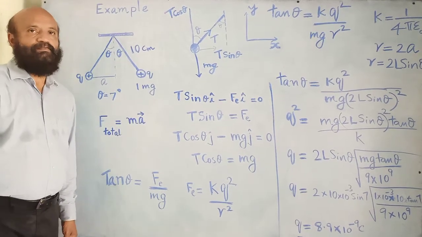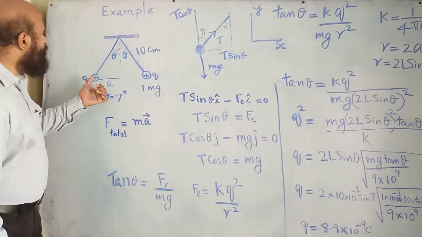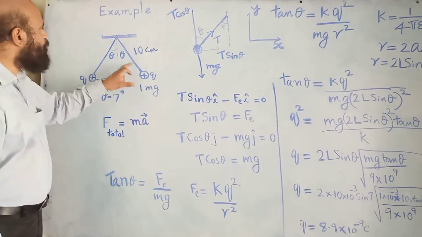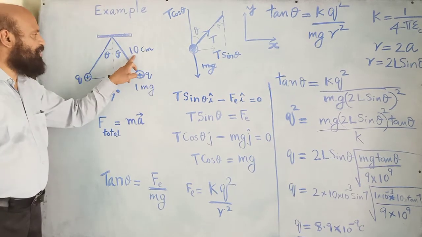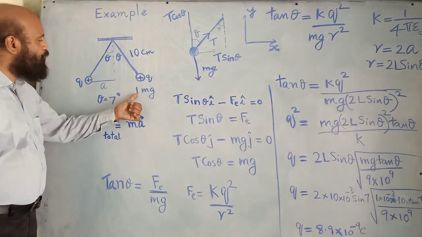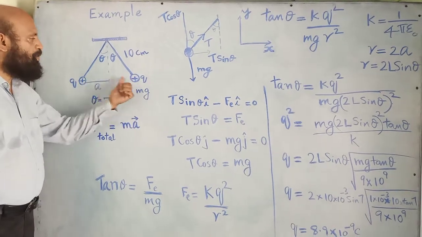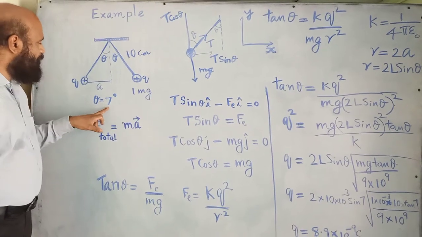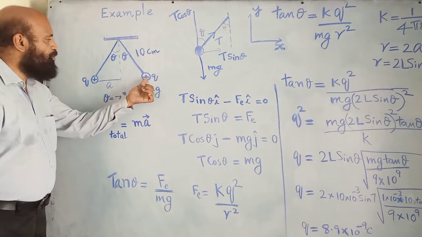Now we'll see a problem based on Coulomb's inverse square law. Here, two identical small-sized masses are suspended using strings of length 10 centimeter. The mass of each body is 1 milligram. The two bodies are equally charged and each string makes an angle of 7 degrees with the vertical. We have to find out the charge on these bodies.